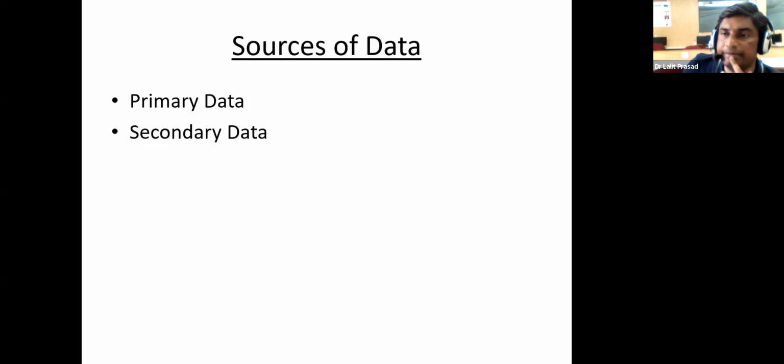Then primary data is very much as per your requirement. You have collected the data, so all of this is correct, but it is costly and time consuming because you have to go to the field or send someone to the field to collect the data. So it will take time. And if you send someone, you will hire field survey supervisors, and then you have to pay them. So it is costly and time consuming. But both types of data are used in research.